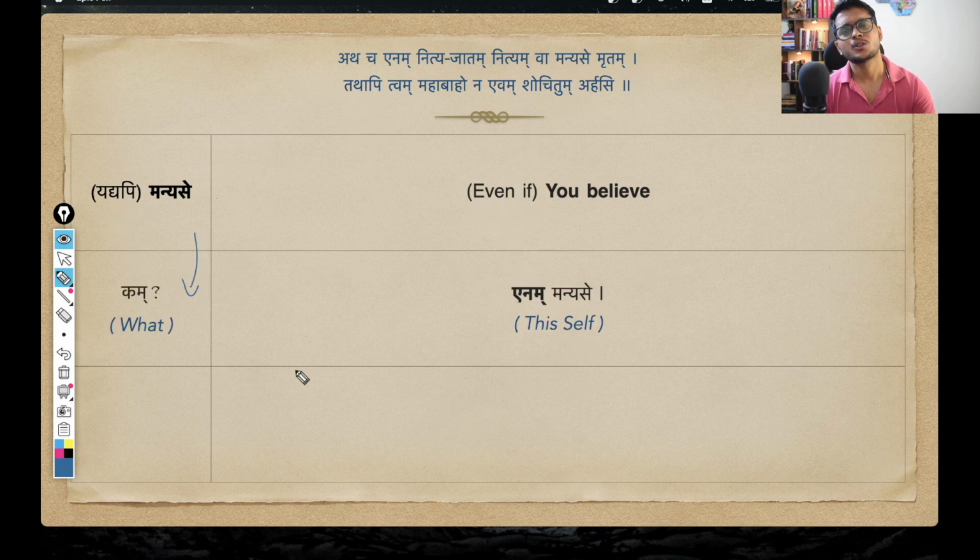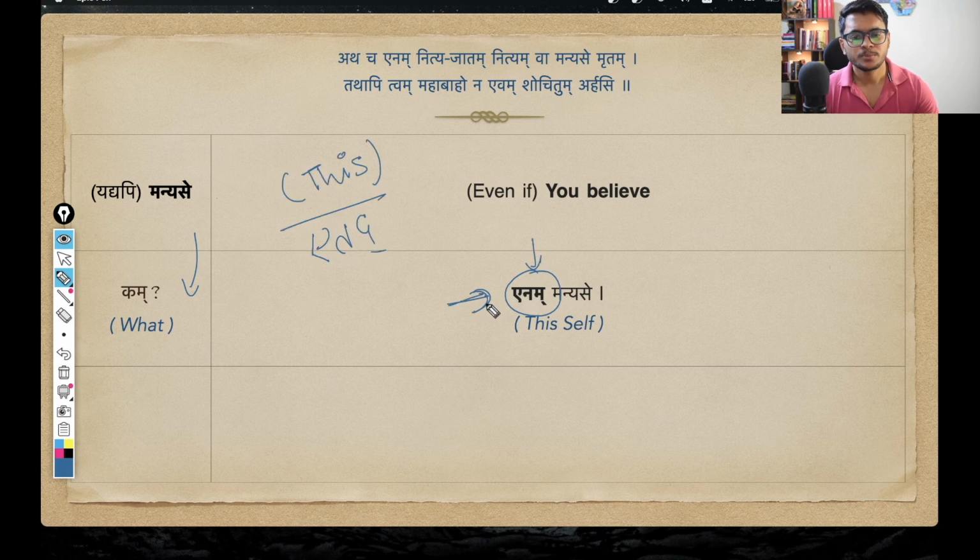Okay, and now the obvious question is, kam manyase, even if you believe, what? And the response is enam manyase, enam. From the past few shlokas, we are continuously seeing the use of this particular sarvanama. And from this shabdarupa, from this form, we already know that the pratipadika is etad. Etat pratipadika is a sarvanama to represent this. And this enam form is the dvitiya vibhakti, the second case, singular, ekavachanam form. Okay, because this enam again represents the object, the karma of this kriya.